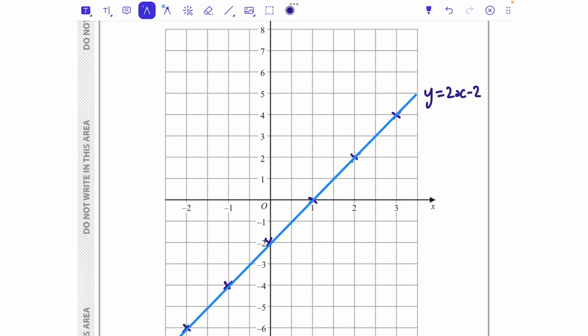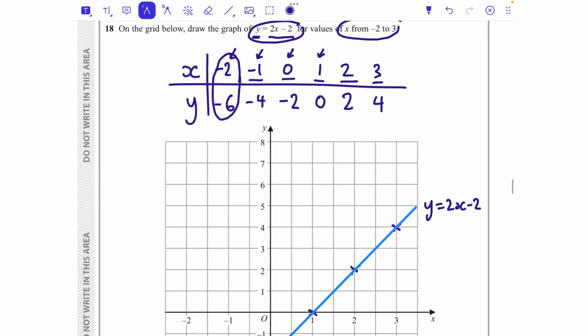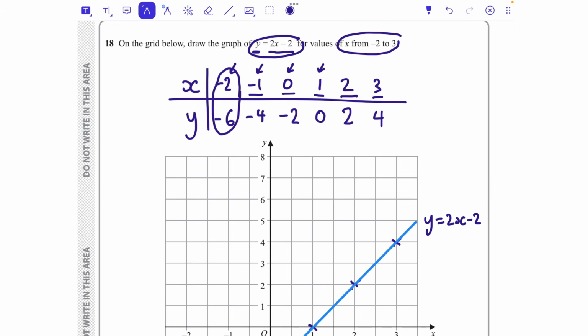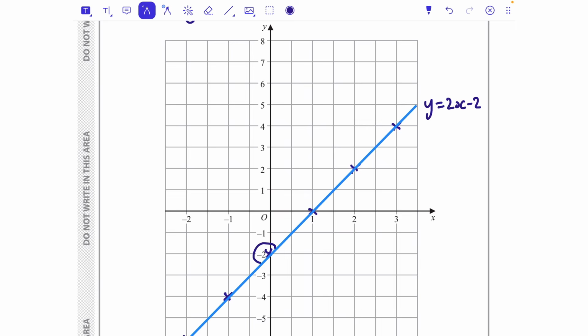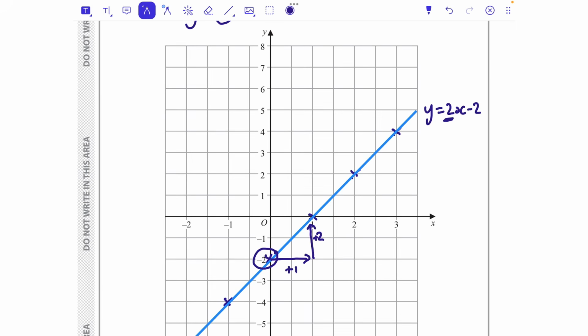The other way you could have done it is to say, well, I know the number in front of x is going to be my gradient, how steep it is. And the number, the constant term that's on its own, that is your y-intercept. So you can see it crossed at minus 2 on the y-axis, and every time you went across by 1, it went up by 2. And that's because the gradient was 2. So the gradient is the number in front of the x, and the other number, the number on its own, is your y-axis intercept, which told us it crossed there.